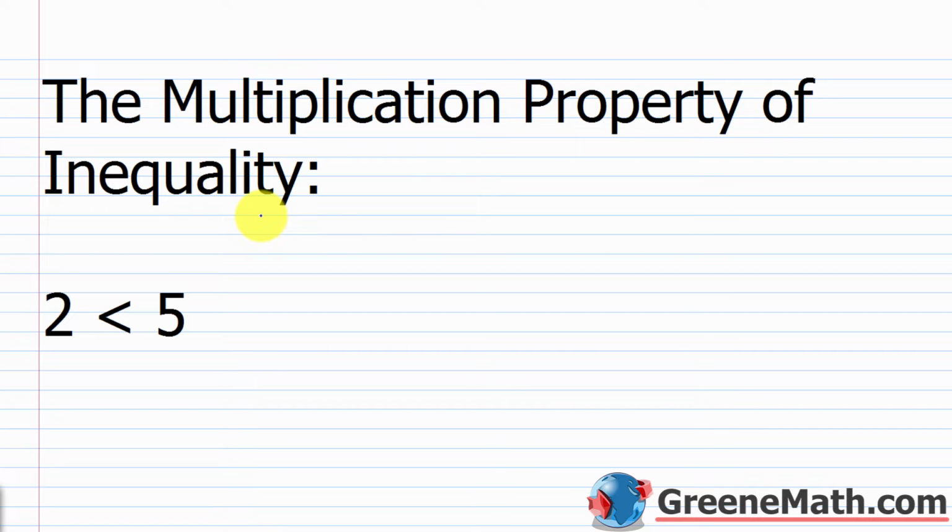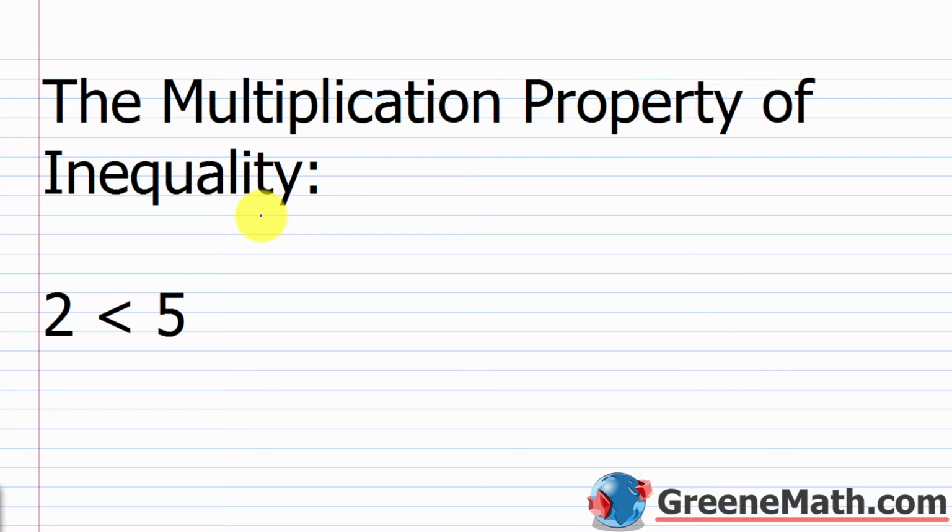Well, here, with the multiplication property of inequality, it's different because if I multiply both sides of an inequality by the same positive value, it's the same thing. I'll have the same solution. I don't have to do anything. I don't have to worry about anything. We're basically good to go. You can't use 0 because of the properties of 0. If you multiply by 0, you get 0, so you can't use 0.